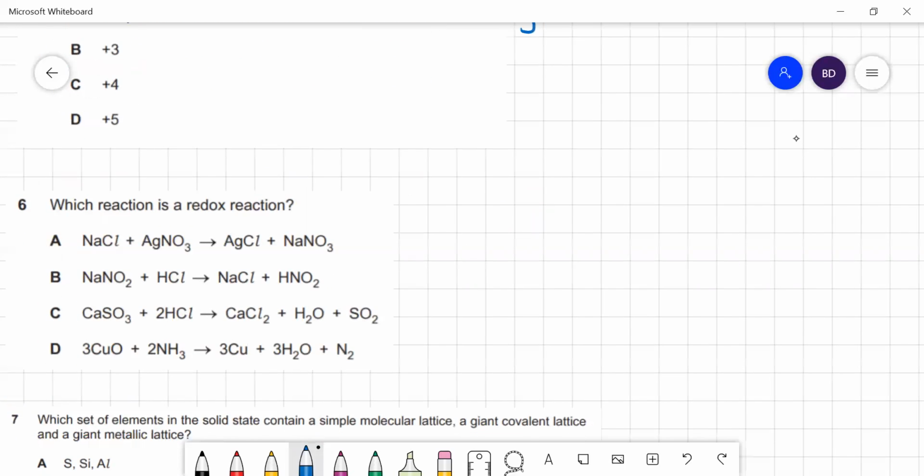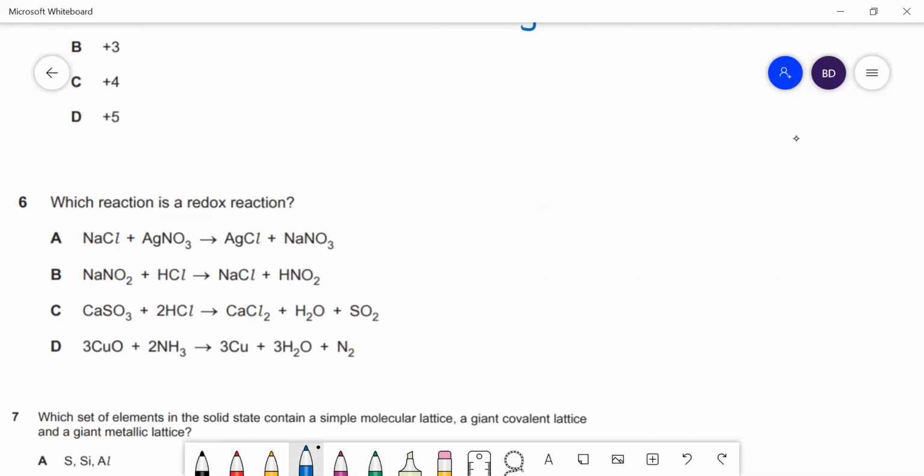Okay, which reaction is a redox reaction? So, number 6, we're going to look for something where the oxidation number changes. Now we can rule out, and you can check it, this one, which is a precipitation reaction. There's no exchange of electrons going on there. You don't need to worry about working out the oxidation numbers. You get silver chloride precipitate.